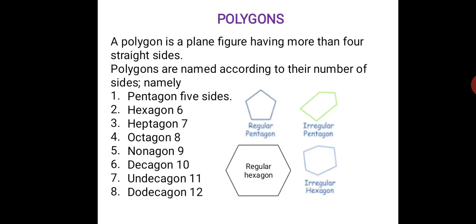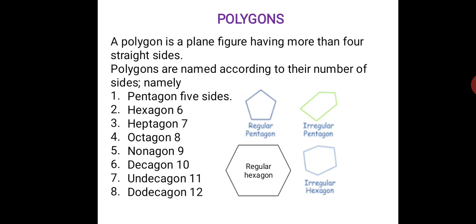Now go to polygons. A polygon is a plane figure having more than 4 straight sides. That's a polygon. 3 sides is called triangle. 4 sides is called quadrilaterals. Now this polygon from 5 down are called polygon. And polygons are named according to their number of sides.